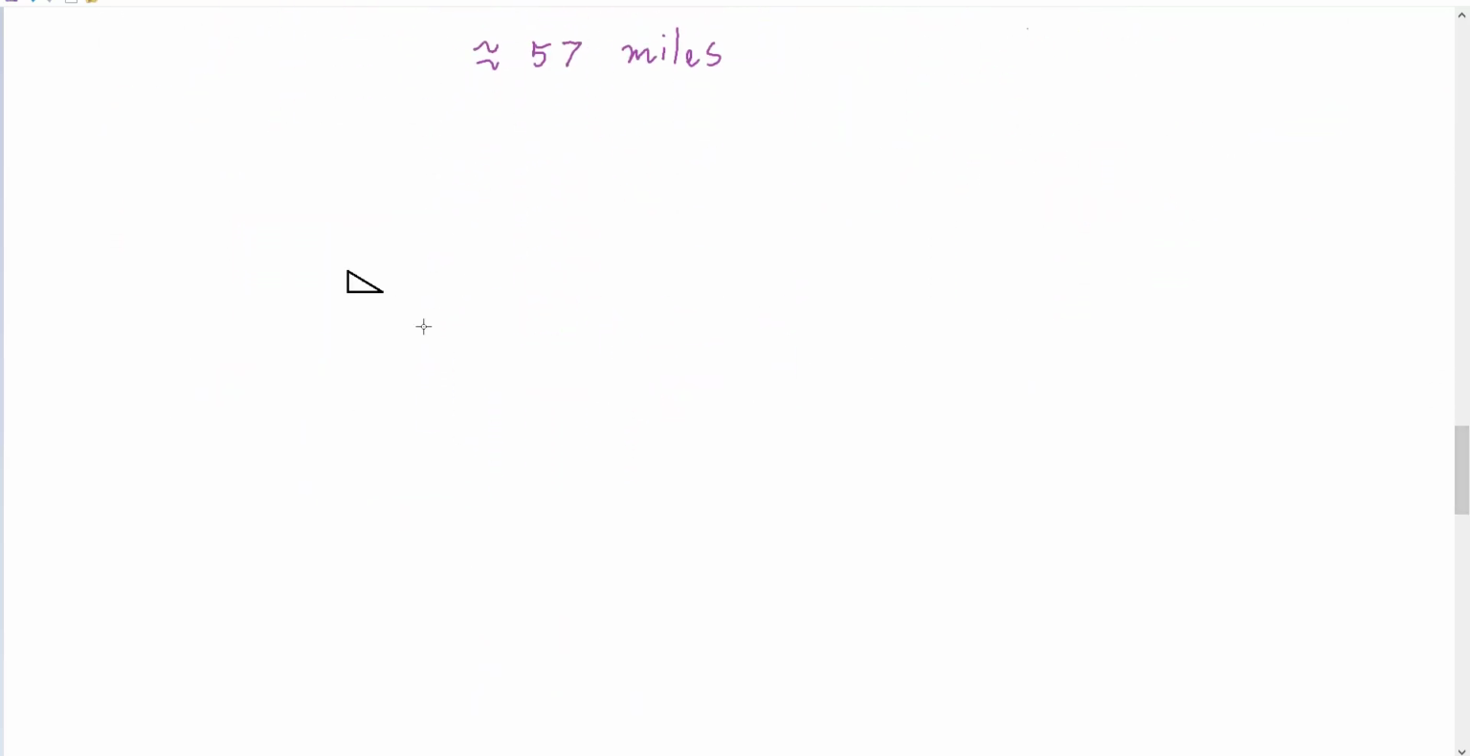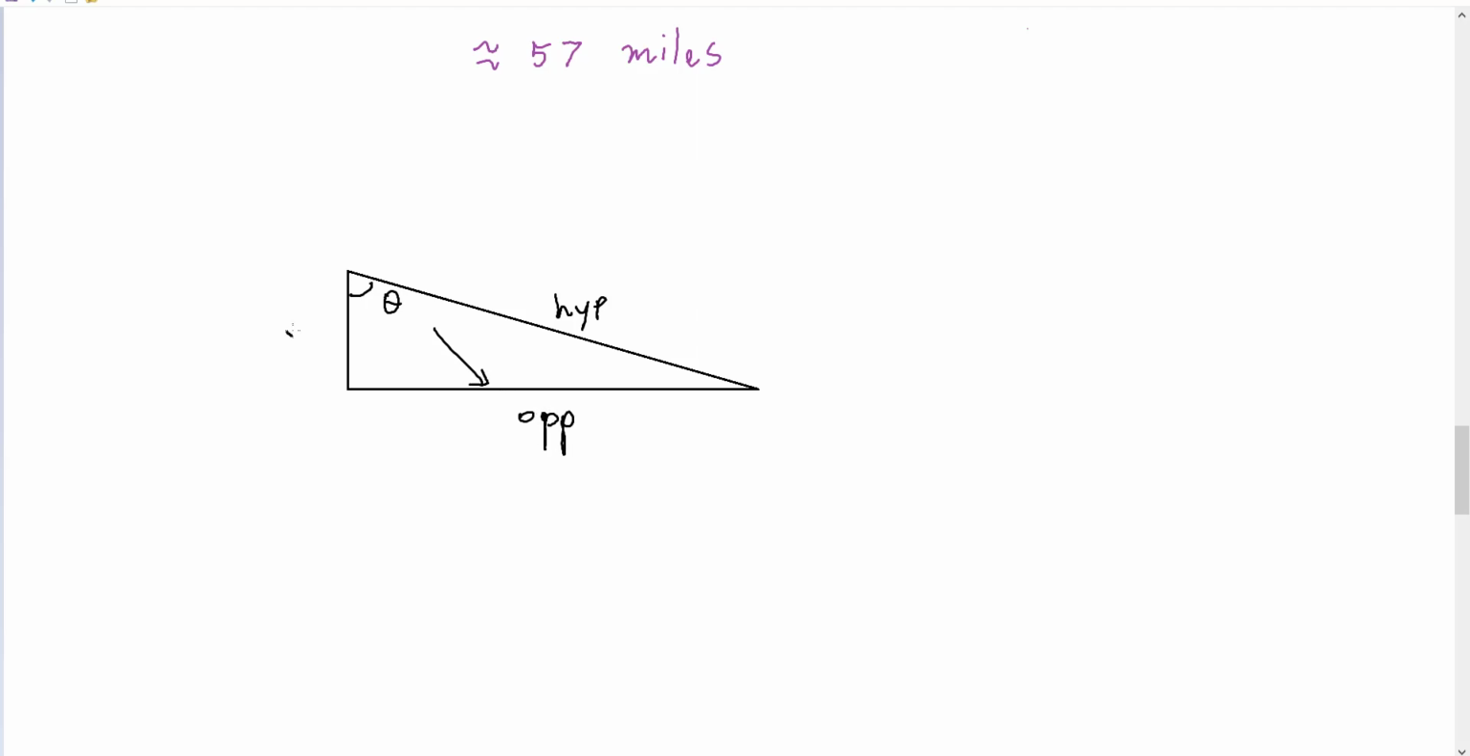So if I draw the triangle right here like that, and this is the hypotenuse, it depends on where theta is. If theta is over here, this is the opposite, and this is the adjacent. So sine theta is opposite over hypotenuse, and cosine theta is adjacent over hypotenuse.